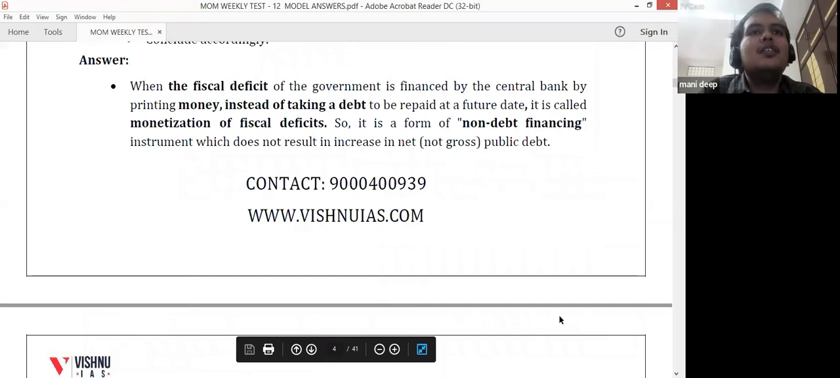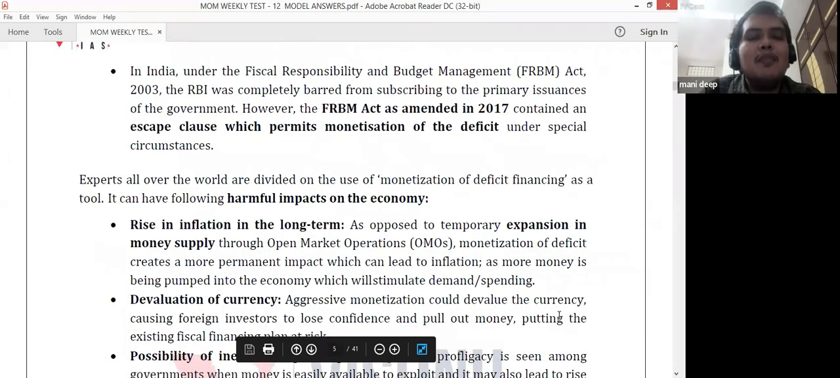First you should write about what fiscal deficit is, the second part you should write about monetization, and the third part you can write about the FRBM Act. In the fourth part you should write about advantages, then you can write about disadvantages. First they have written regarding disadvantages. One is inflation, which I have discussed, that is the increase in prices. Then the second is the devaluation of currency. Your currency does not have any value.